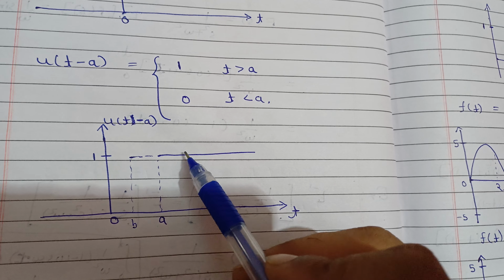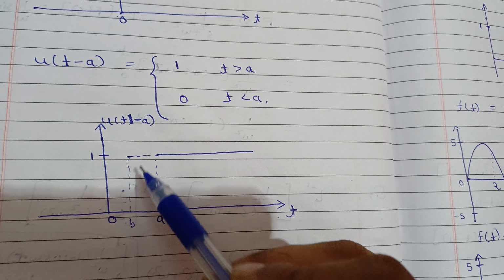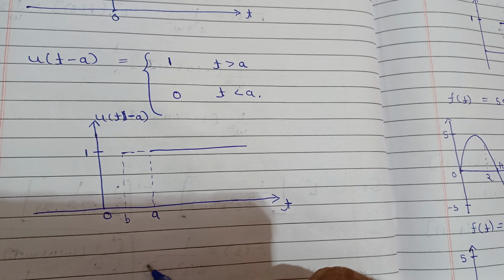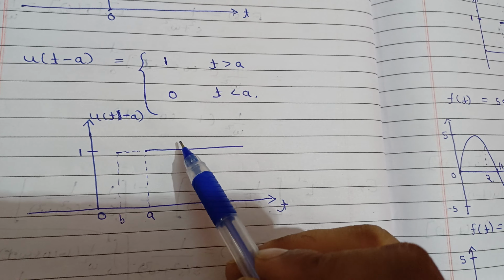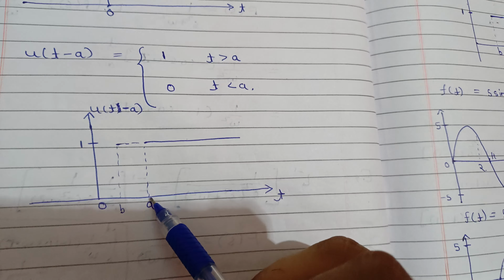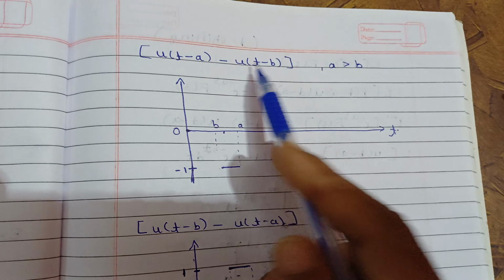If you subtract, first it will give you 0 minus 0, because u(t minus a) is 0 here and u(t minus b) is 1 here. So 0 minus 1 will give you minus 1. That's why you will get the curve here, and again you have 1 and 1, both u(t minus a) and u(t minus b) are 1, that's why you will get 0 here. So you will get the graph only in this region. This will be like this for a greater than b.